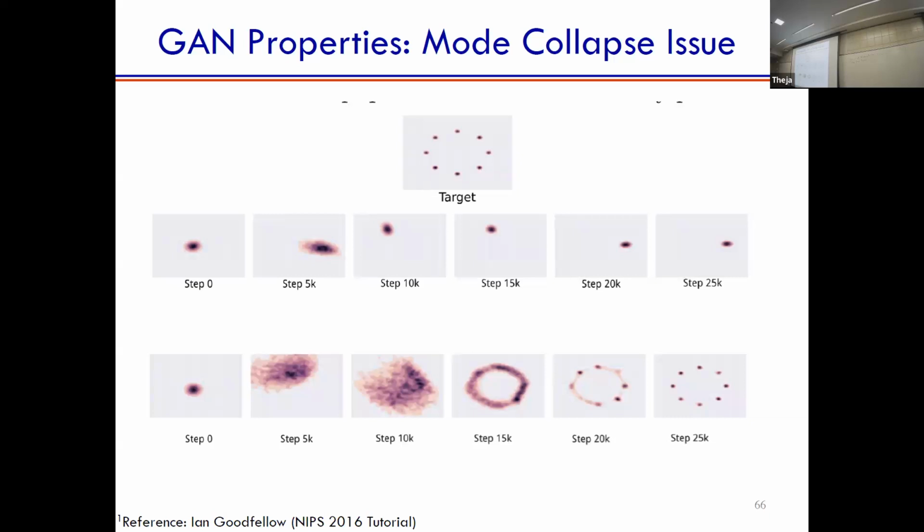As the GAN learns, the generator network, as we're training, is jumping between the modes and may not be able to capture all the modes.